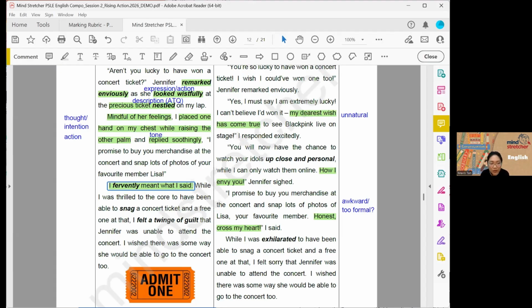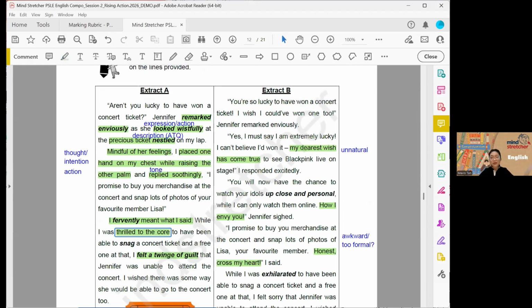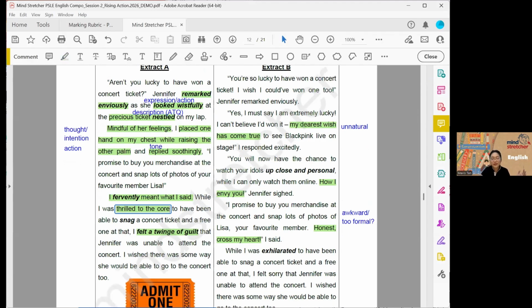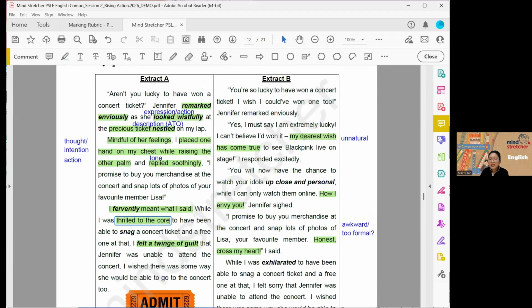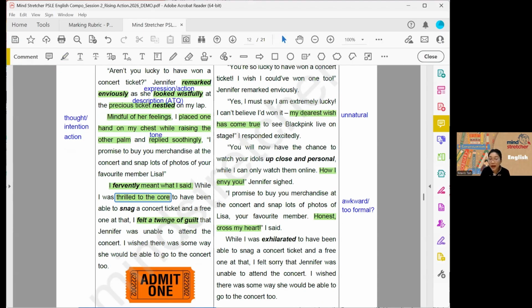Believe me. Okay, while I was thrilled to the core to have been able to snag a concert ticket, and free one at that, I felt a twinge of guilt. So we always go back to how the character is feeling, what the character is thinking, but the character didn't show it. You realize in extract B, the character is like, my dearest dream has come true. And some of you say, oh, that's bragging. Yeah. But this character in A, she's keeping all the happy thoughts and feelings in her heart. She's not showing it because she's considerate towards her friend's feeling. This is a much stronger characterization, correct?